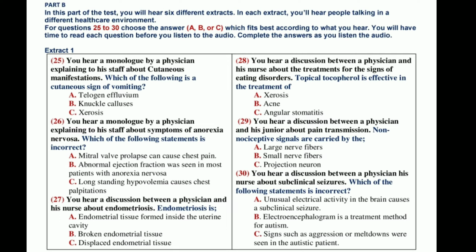Question 26. You hear a monologue by a physician explaining to his staff about symptoms of anorexia nervosa. Now read the question.